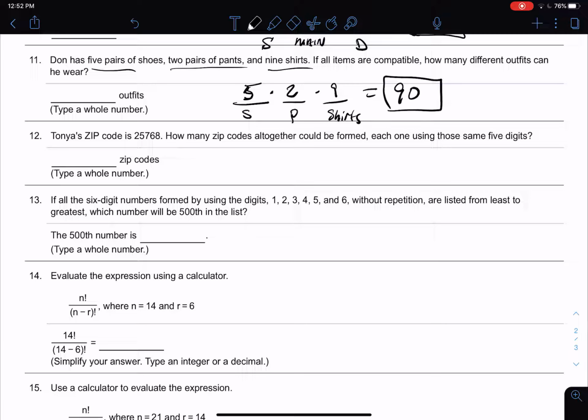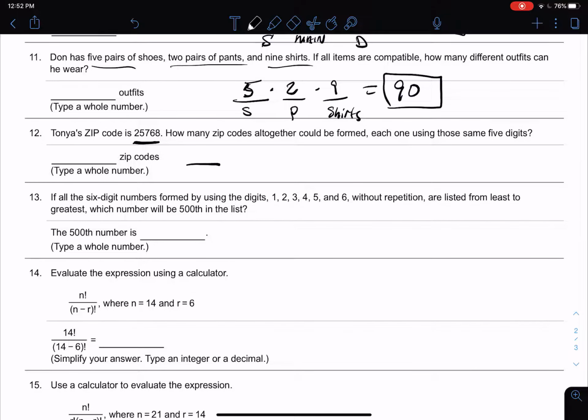Next up, Tanya's zip code is 25768. How many zip codes altogether could be formed, each one using those same five digits? Well, you have to use these digits, it says. So that means once you use a 2, you can't use a 2 again, so you can't replace, right? And order is important. So permutation would be another way to do this.